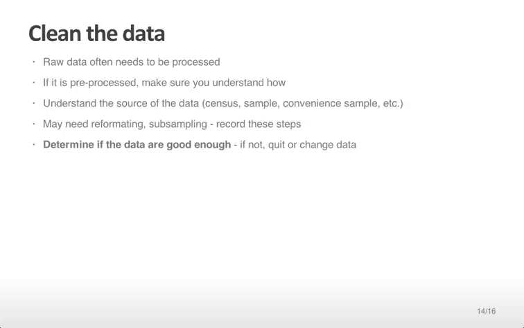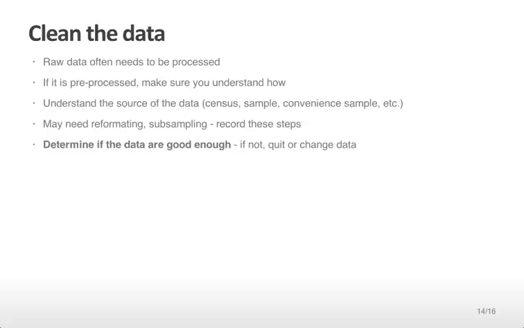If they aren't, you might have to perform analyses that convince yourself that the analysis you've performed isn't sensitive to different types of processing. You also need to understand the source of the data. Was it a census, a random sample, a convenience sample, or something else? It also may need reformatting, subsampling, or other particular operations that, even once the data have been processed, need to occur. You need to record these steps as well.